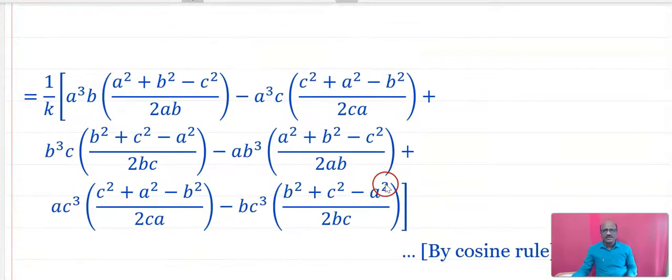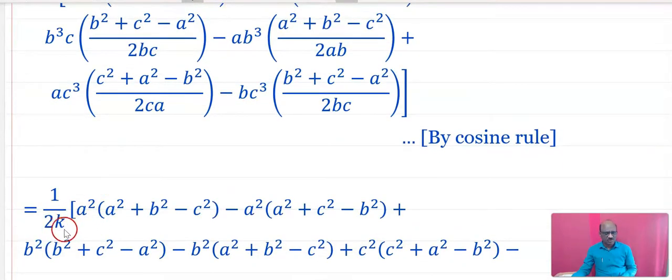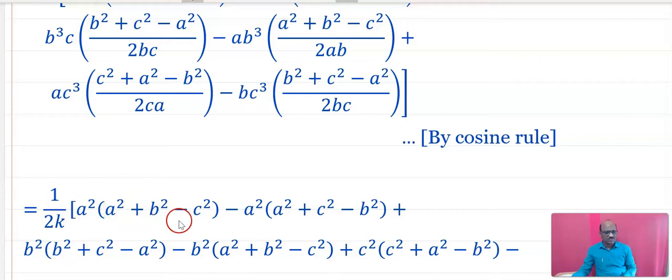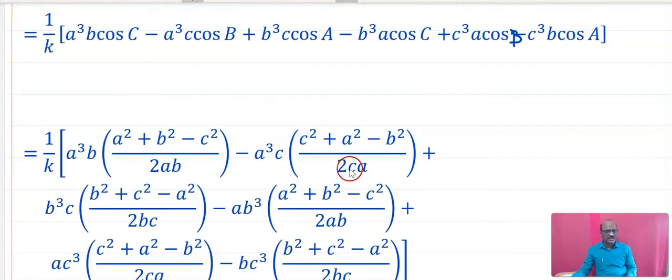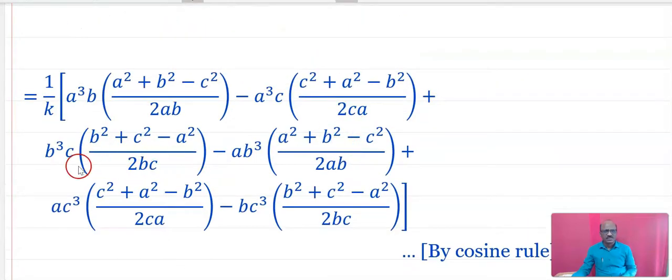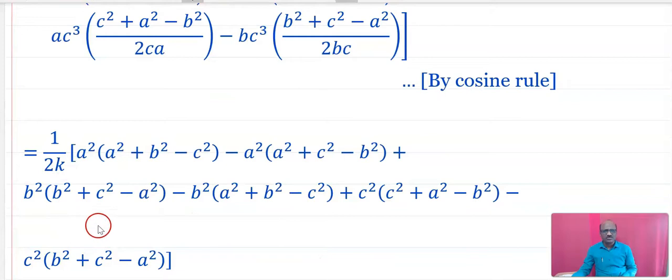And if we simplify it, in the first case, see here a cube b and here is the 2ab, that ab gets cancelled from the denominator. Similarly for all the terms, the first you will get 1 upon 2k, a square in bracket (b square plus c square minus a square plus b square minus c square). For the second, again ca, here ac gets cancelled, you will get one more a square, therefore a square in bracket (a square plus c square minus b square), plus similarly here bc gets cancelled, you will get b square in bracket (b square plus c square minus a square).